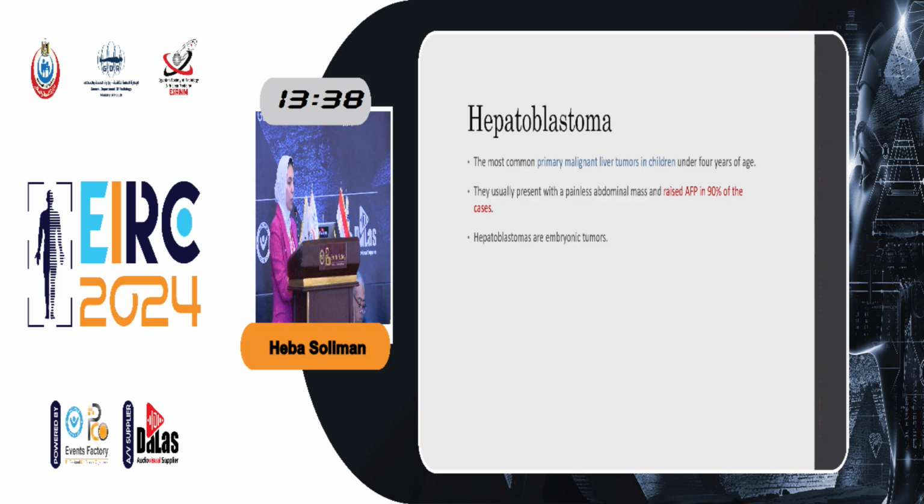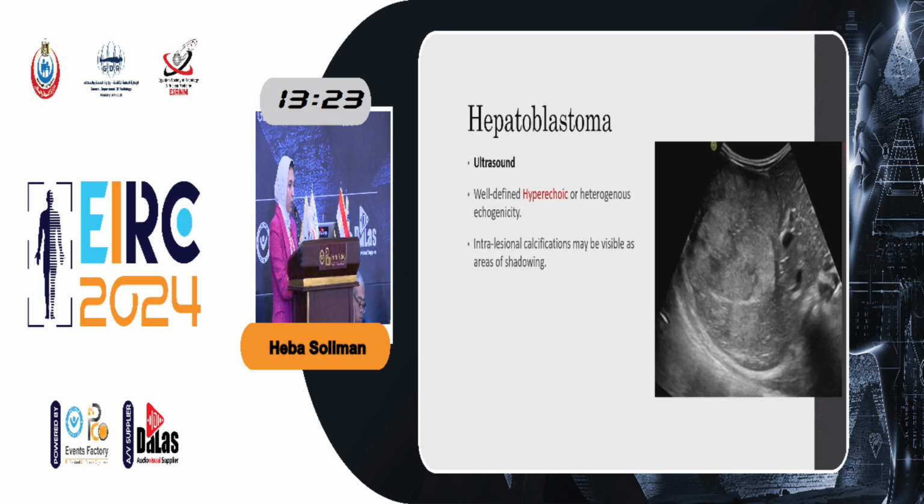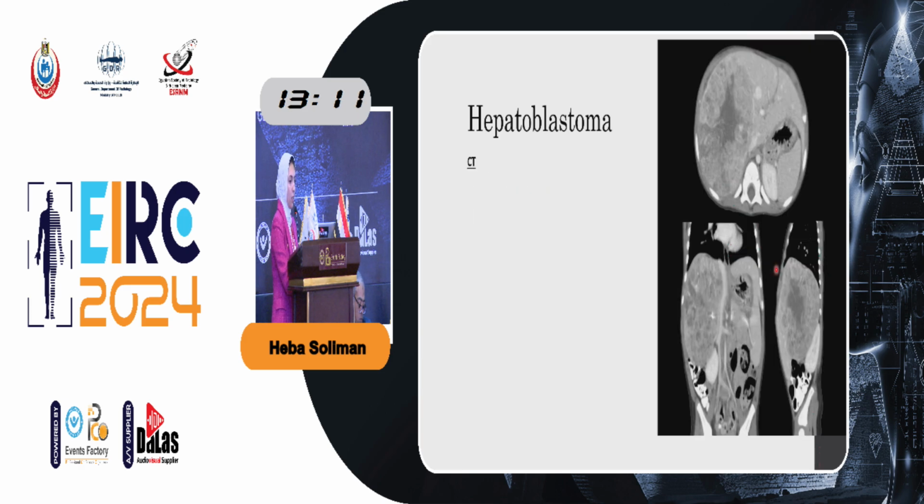Hepatoblastoma is the most common primary malignant liver tumor in children under the age of 5 years, usually presenting with a painless abdominal mass with raised alpha-fetoprotein in 90% of the cases. Hepatoblastoma is considered one of the embryonal tumors. On ultrasound, it appears as a well-defined heterogeneous or hyperechoic mass. We may see calcification within.